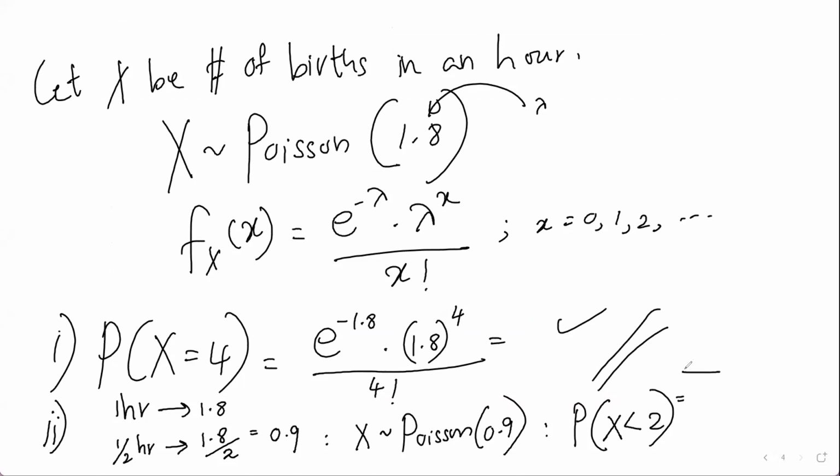So we can write that this way. X goes from 0 to 1. We can't put 2 here because it's not equal.